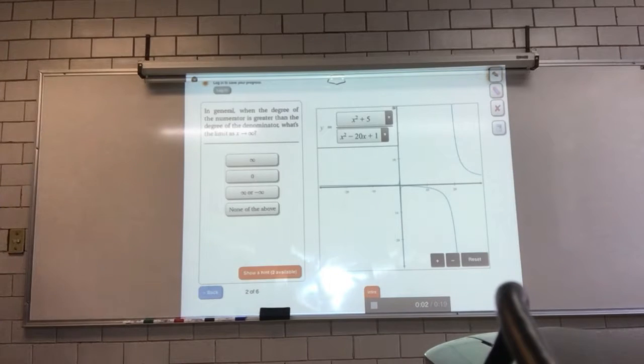Here you can make your own rational function. Choose a polynomial for the numerator, and choose another polynomial for the denominator. When the degree of the numerator is bigger, what happens to the rational function as x gets really big? To help you, you might want to zoom out a little bit before picking an answer.